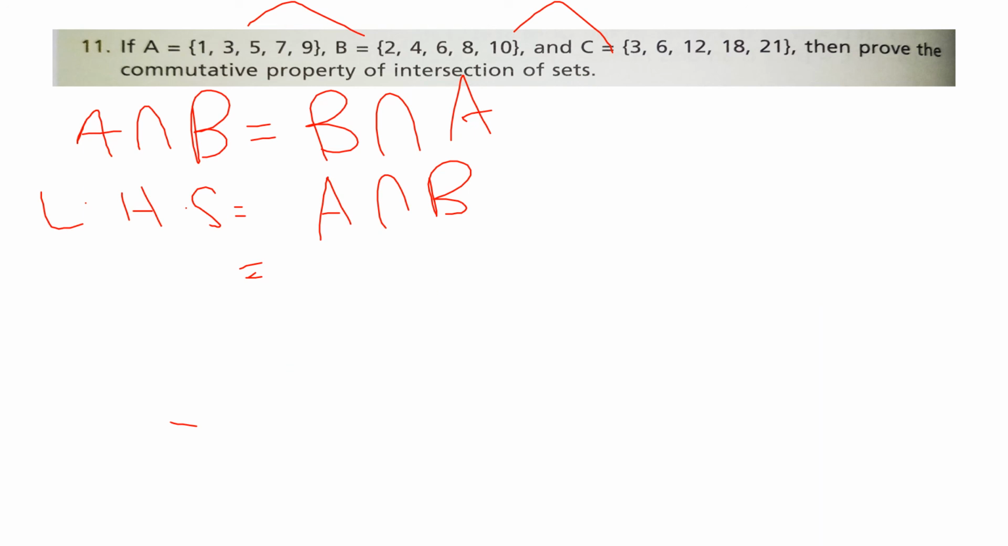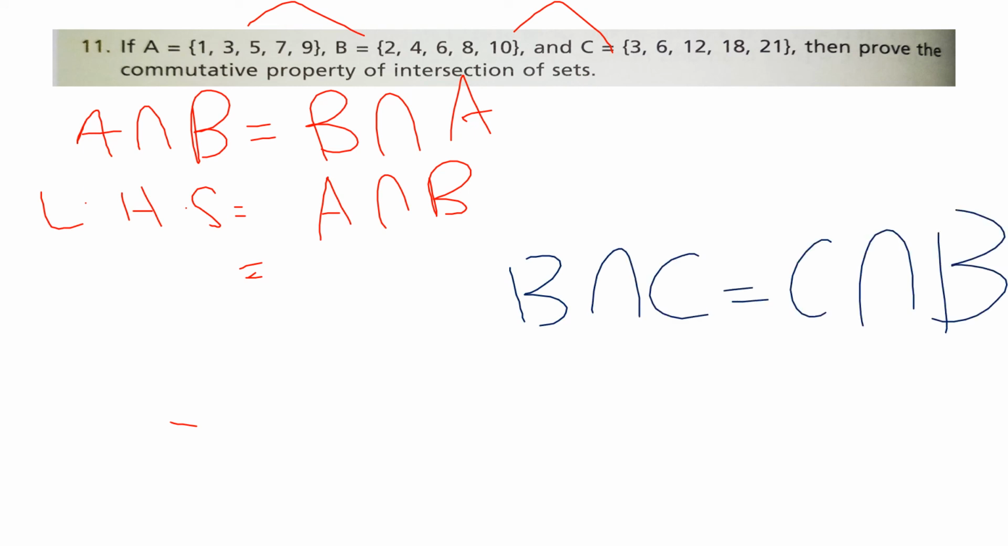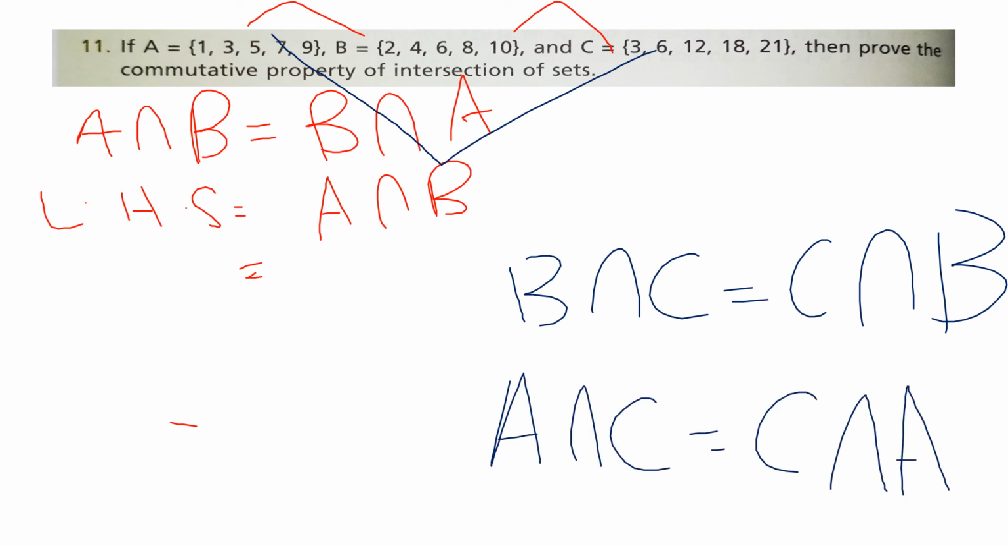To find it for B and C, you will write B intersection C is equal to C intersection B. Then you will solve the left hand side first and then the right hand side. You can also find the property between A and C. For that you will write A intersection C and C intersection A. So this is how you have to find them. You have to solve this full question in your homework.